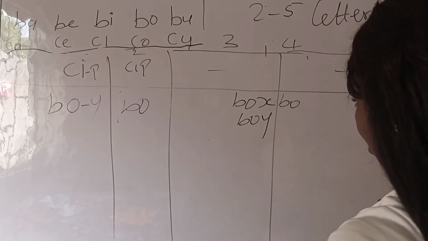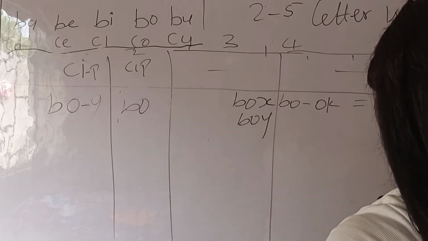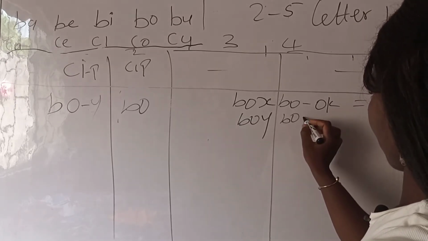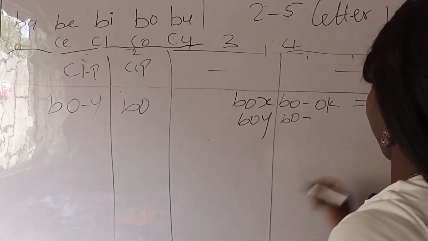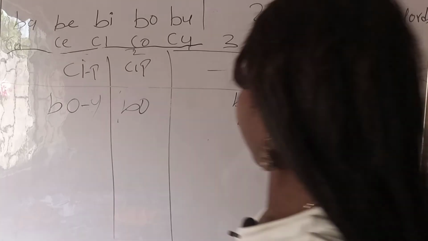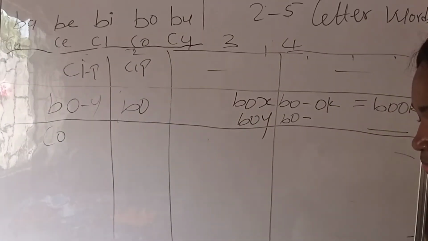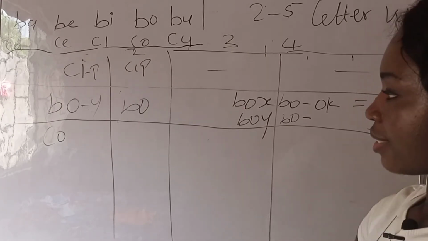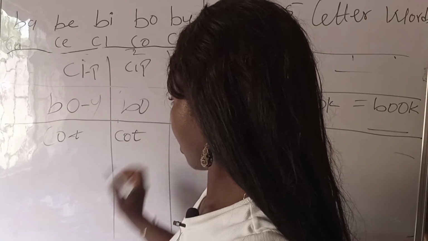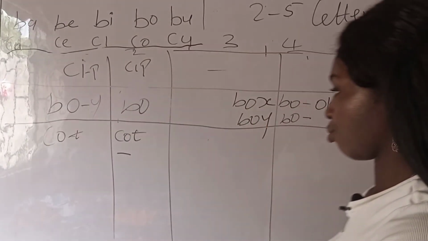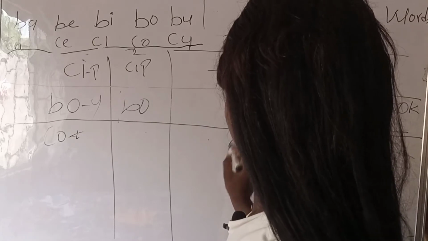What should we add to this bio? You can add K to get book. And you can have bo, add, what should we add next? Should I make it your work? Let's make it your work. And yes, okay. Now for CO, we really need to get this done. For CO, if we are to add CT here, we have cuts. Then you add yours here to make it two.